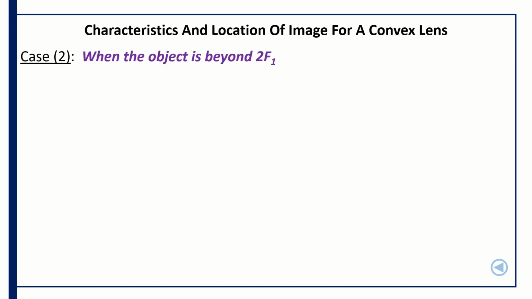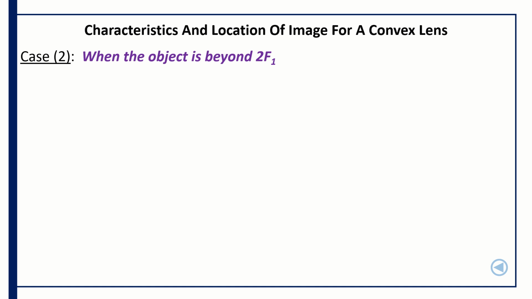Now let's try to understand image formation by a convex lens by keeping the object at some other position. So now we are keeping the object beyond 2F1, that is beyond twice the focal length of the lens.